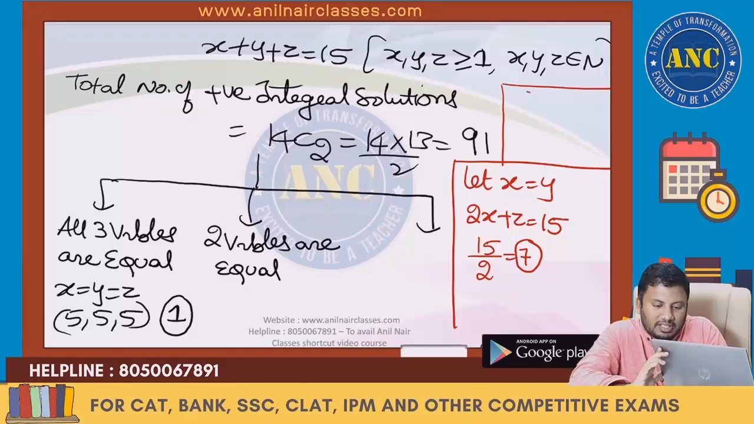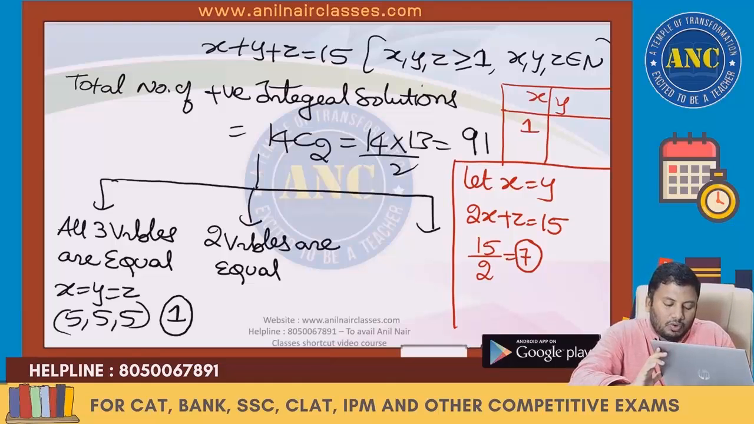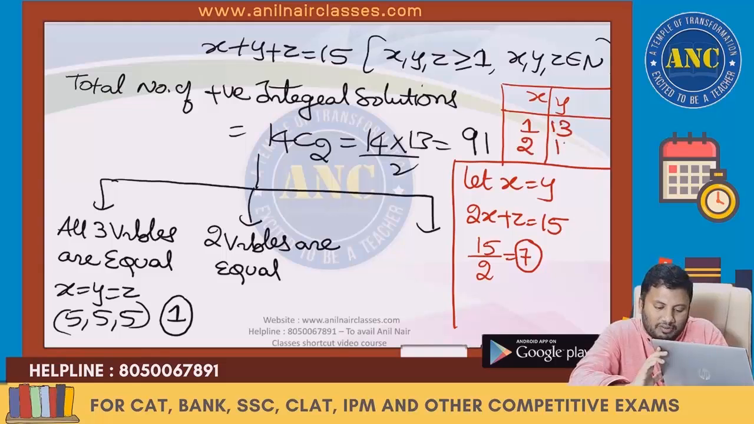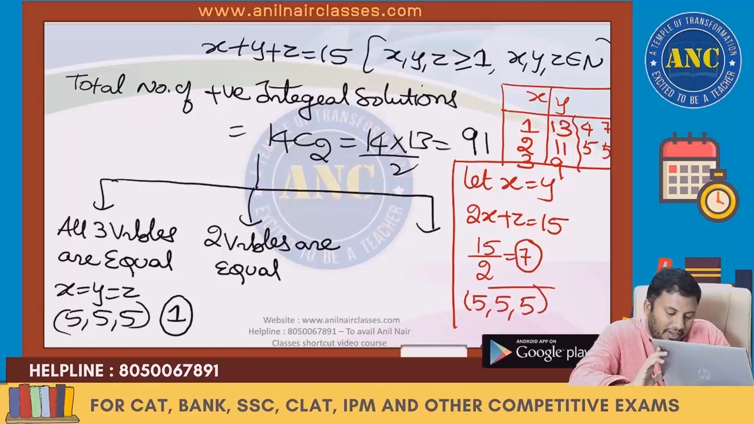The cases are x and z. X is 1, 2 ones are 2, z is 13. X is 2, 2 twos are 4, z is 11. X is 3, 2 threes are 6, z is 9. X is 4, 2 fours are 8, z is 7. X is 5, 2 fives are 10, again z is 5. In those 7 cases there is the case 5, 5, 5.